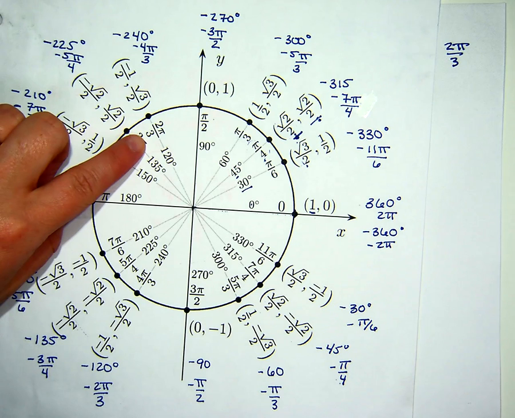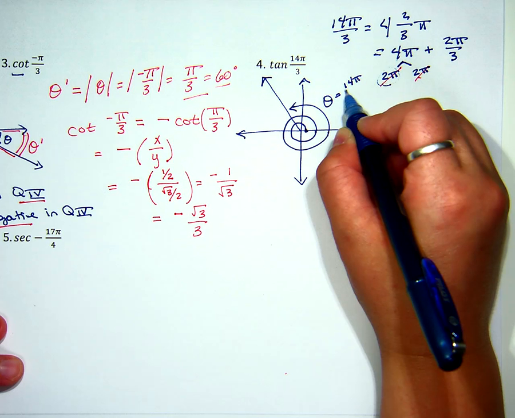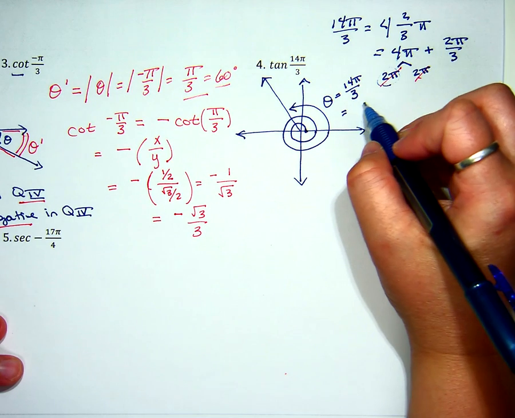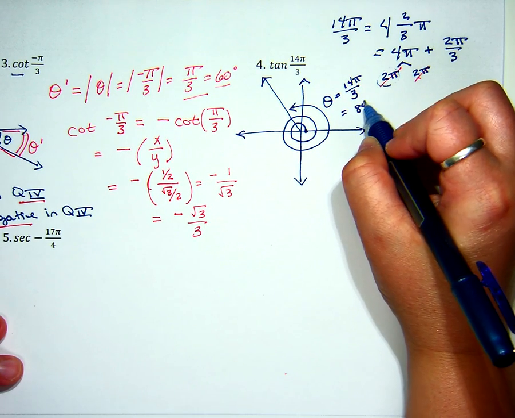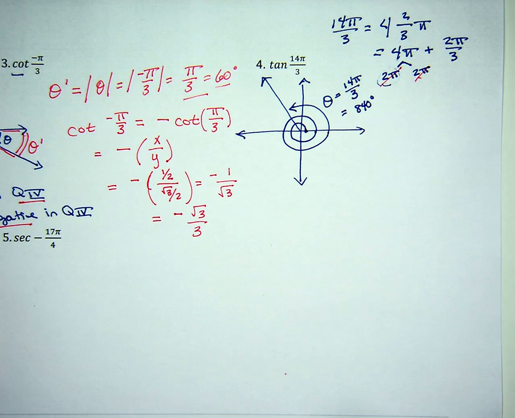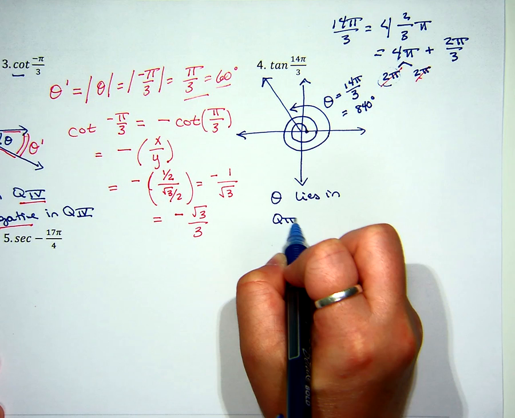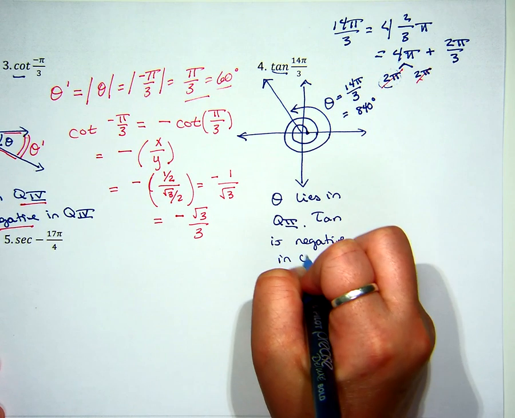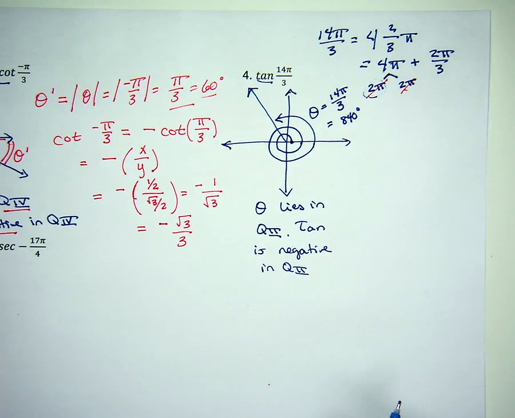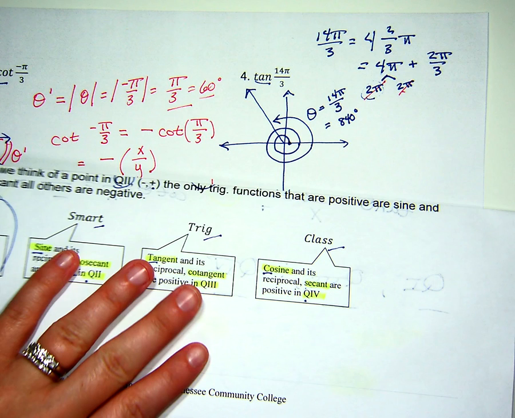So here we've got our theta of 14 pi over 3. If you want to change it to degrees, you certainly can. 840 degrees. All right, let's talk about this. Theta lies in quadrant 2. Tangent is negative in quadrant 2. Again, we can go back to our rules just to justify that. In quadrant 2, tangent's negative.